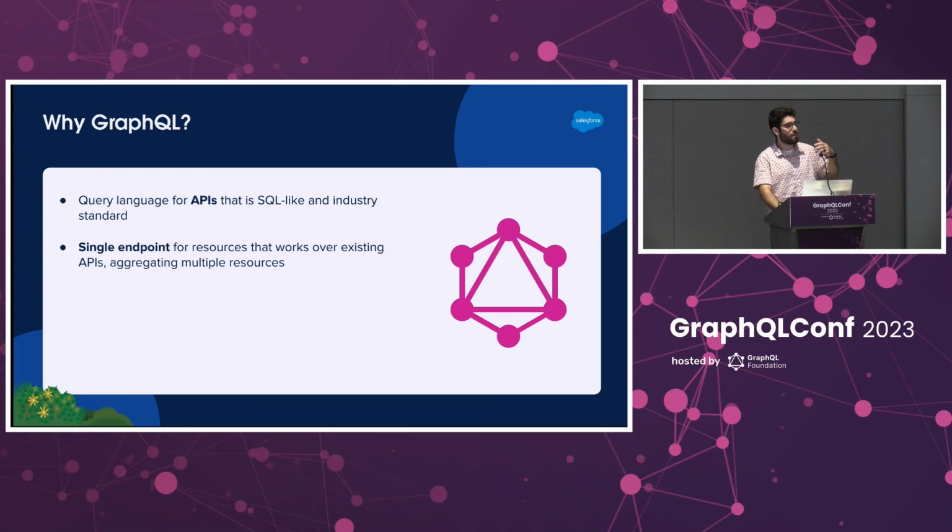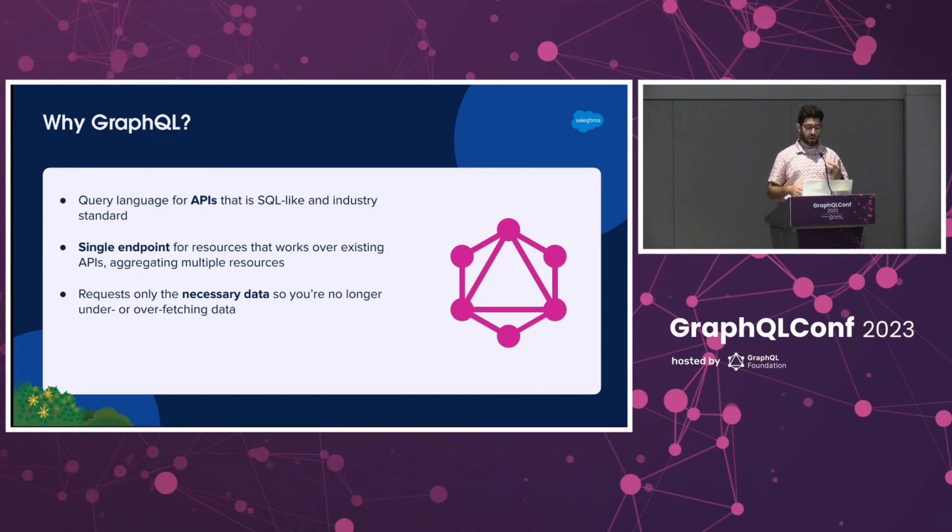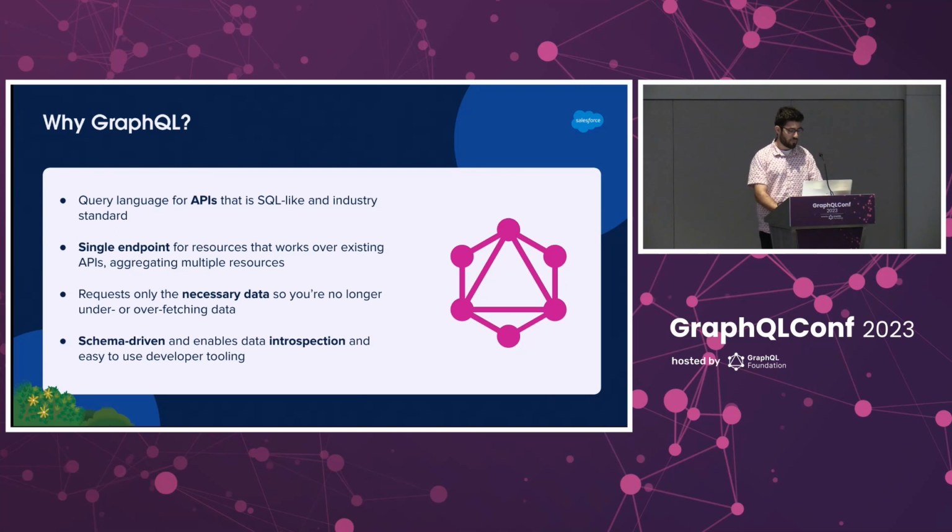And so with this GraphQL API, when we were thinking about building, having one endpoint that gives you everything you need is something that was attractive to us. This one endpoint allows us to get all the data you need in one call so that you can avoid under and overfetching data. This is something that a lot of the other speakers have mentioned. And it is also schema-driven, declarative. It allows data introspection and easy-to-use developer tooling. So GraphQL is a really powerful tool.